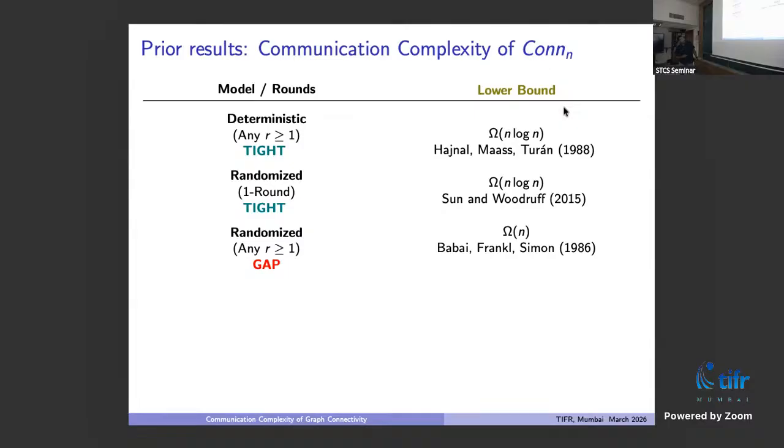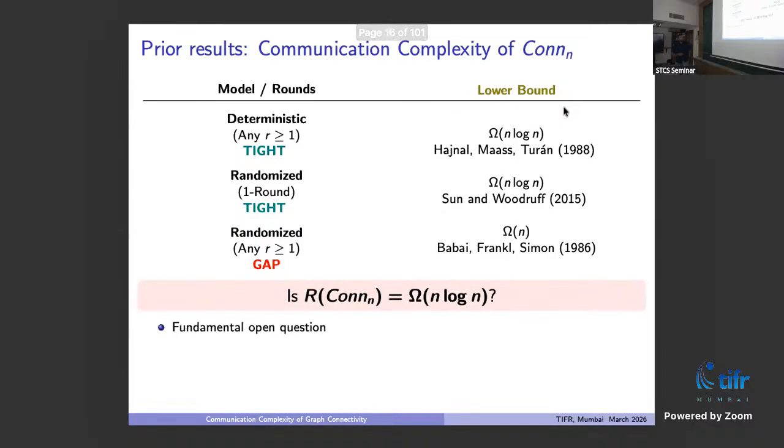Whereas in general, if you allow any number of rounds, the best known lower bound for this problem comes from a reduction from the disjointness problem. The reduction was given by Babai, Frankl, and Simon, and the disjointness lower bound was proven later by Razborov, giving an omega n lower bound. Disjointness is a well-known, central problem in communication complexity, and a reduction from it gives you an omega n lower bound. So there's this gap, which is a fundamental open question.